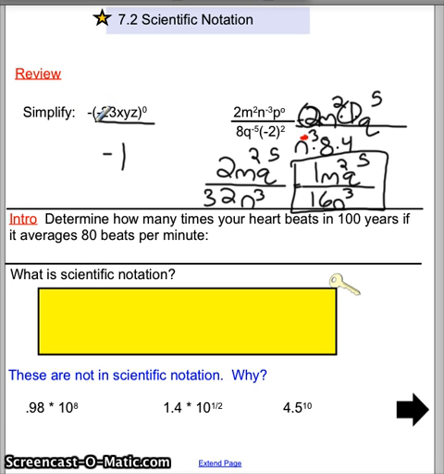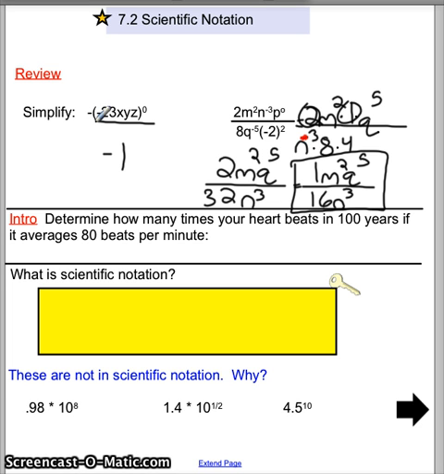Okay? And again, we'll get more and more practice on that because I realize that's a little bit of a long process, but I promise you, you will be able to do that. Now, for today, we're talking about scientific notation. So our intro, determine how many times your heart beats in 100 years if it averages 80 beats per minute.